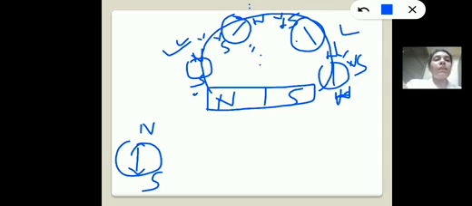What is that? A magnetic field line is an imaginary line along which the north pole of a compass needle will move or would move. Okay.